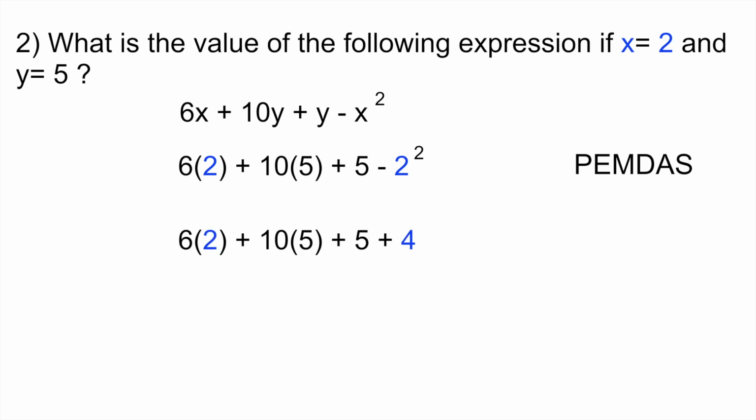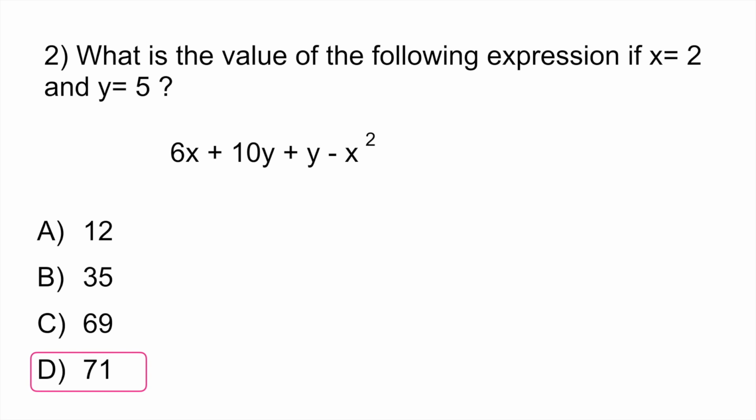So 2 squared is going to be equal to 4. And now the next thing we can do is multiply. So you're going to go ahead and multiply that 6 by 2 and that 10 by 5. That gives you 12 plus 50 plus 5 plus 4. So your correct answer would be 71, or option D.